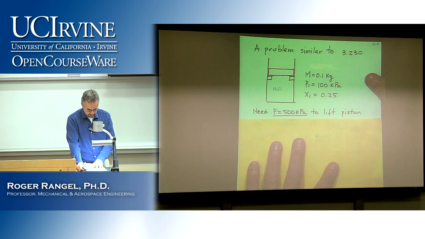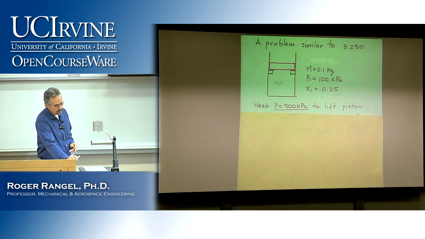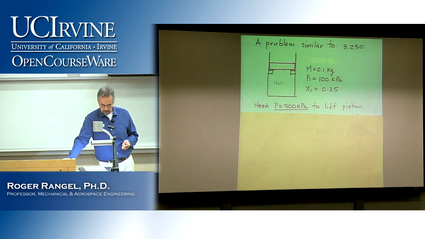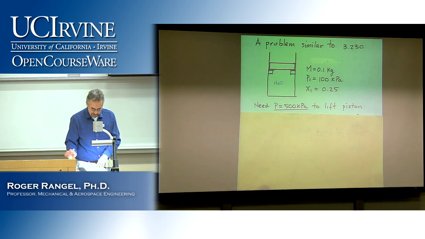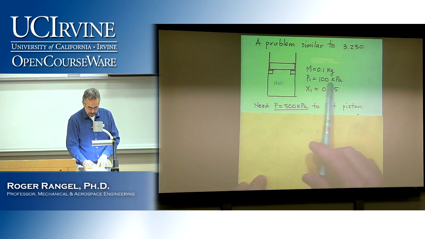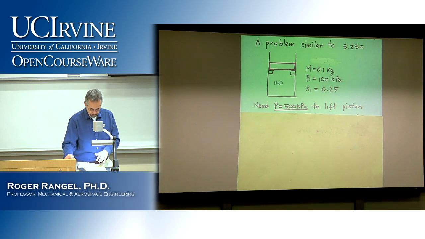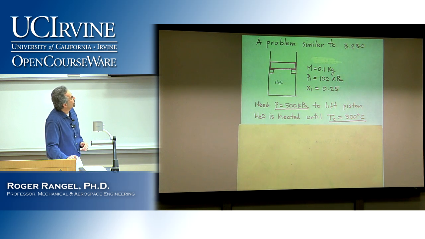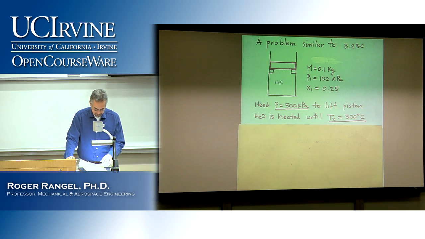And now we have another piece of information. We are told that we need 500 kilopascals to lift this piston. So unless we have a pressure of 500 kilopascals, this piston is too heavy to lift. So we need that pressure. So obviously that means that initially, when the pressure is 100 kilopascals, that piston is just sitting there. And then we are going to start heating up this water until it reaches a temperature of 300 Celsius.